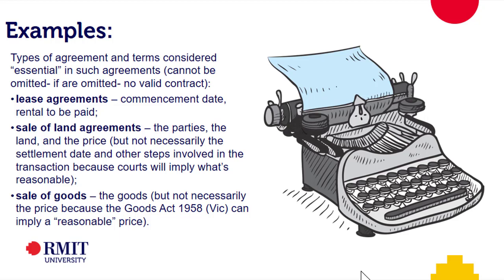Now there are some ways you might be able to get around that, for example, "I'll sell you my house," but that's only going to work if it's very clear, I only have one house, and we all know exactly what it is that I'm talking about. Sale of goods, the goods themselves, but not necessarily the price in relation to the sale of goods, because the legislation itself can imply a reasonable price for goods if that can be determined.